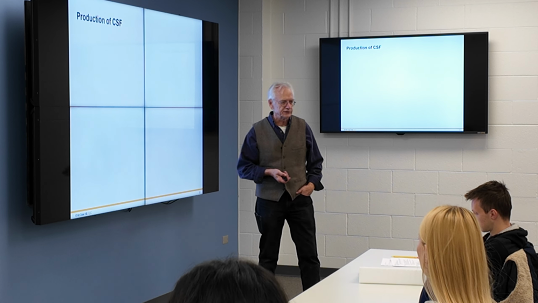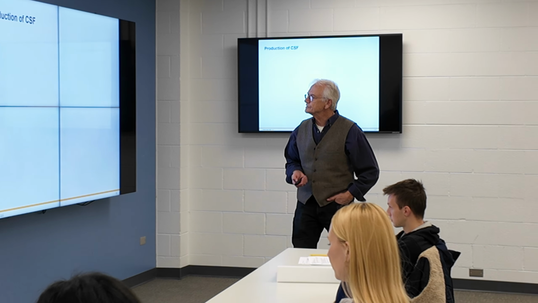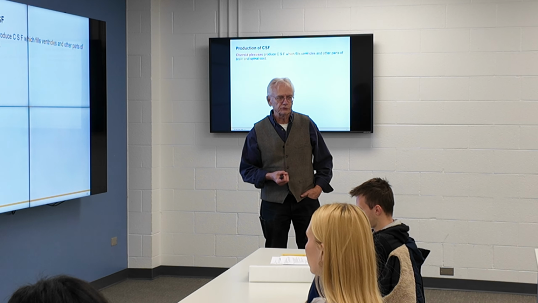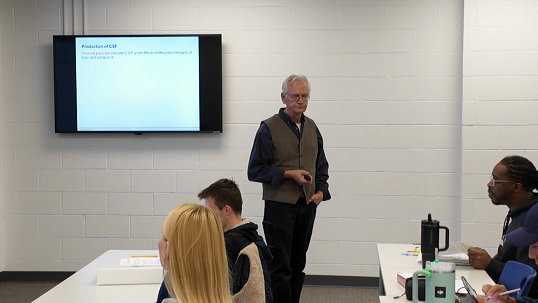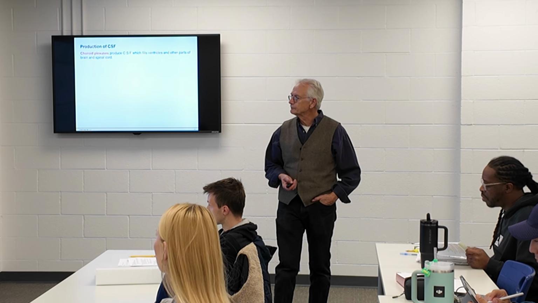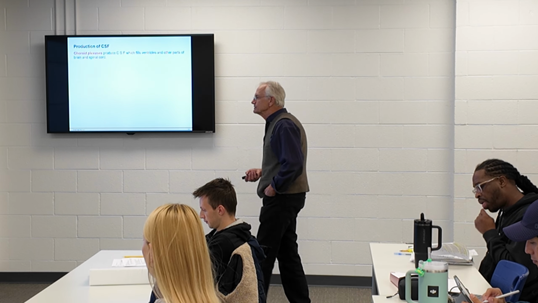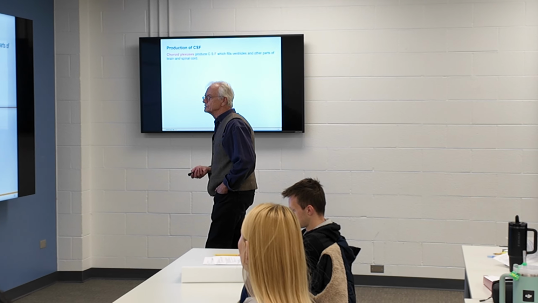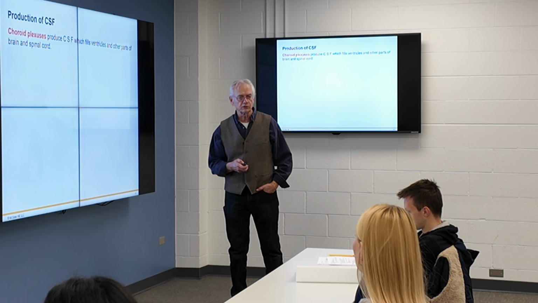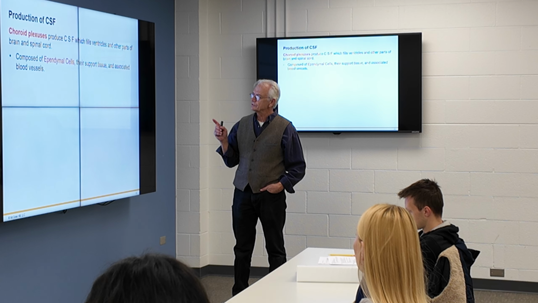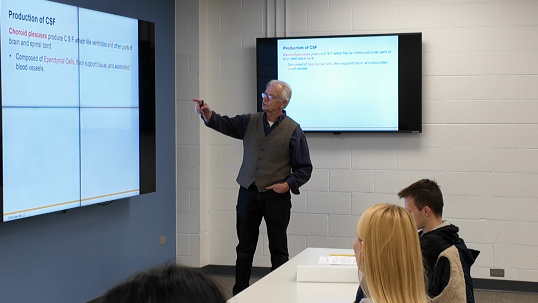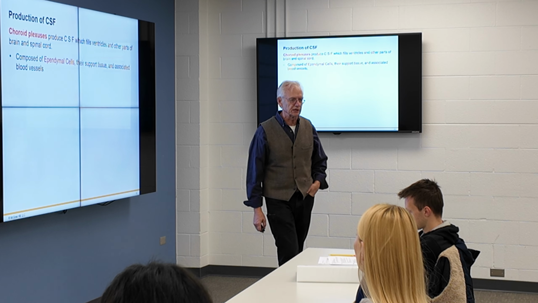Fine. Nice to know. All right, moving on here, we say production. Are we good with where this is produced? I beat that into the ground earlier. Where's it coming from? Choroid plexus, right? In the ventricles, the roof of the ventricles here. It produces CSF, which fills the ventricles and other parts surrounding the brain and the spinal cord, okay? Composed of ependymal cells, their support tissue and associated vessels. The choroid plexus is those ependymal cells.